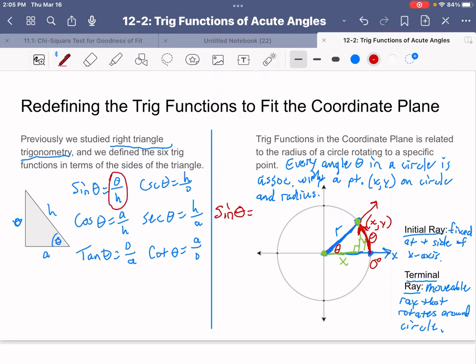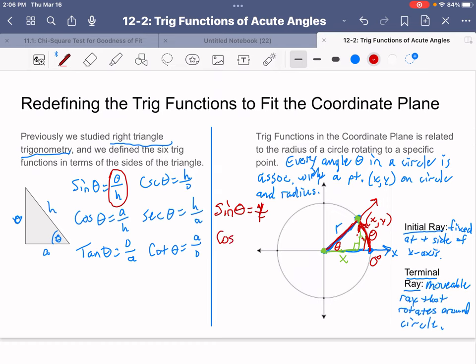That's triangle talk. But notice that if we go opposite this angle theta, we see y. And instead of this being called the hypotenuse, it's being called the radius. So in a circle, the sine of an angle is y over r, not o over h. The cosine of a circular angle is not adjacent over hypotenuse, it's x over radius.